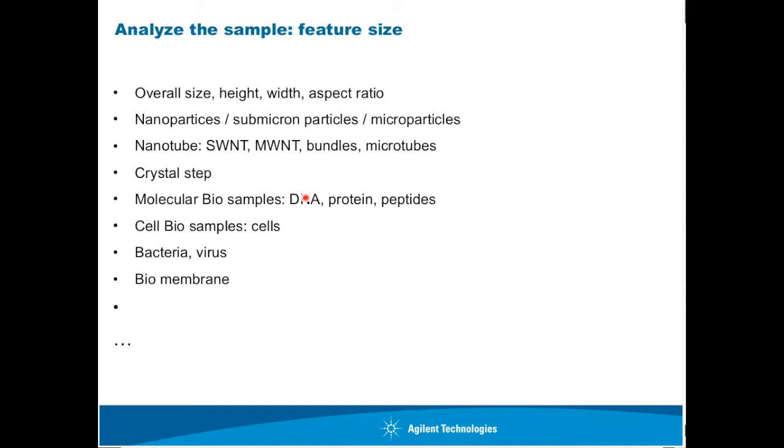So when you are given a sample, don't just rush into picking a tip and imaging your sample. Ask the owner of the sample what is on the surface. Is it bacteria? Is it a cell? How big is the cell? If it is a molecule, how large is the molecule? Because a molecule could be very small or very large. So understanding the size of the feature is also very important to determine the choice of the tip and the parameters like scan speed and so on and so forth.